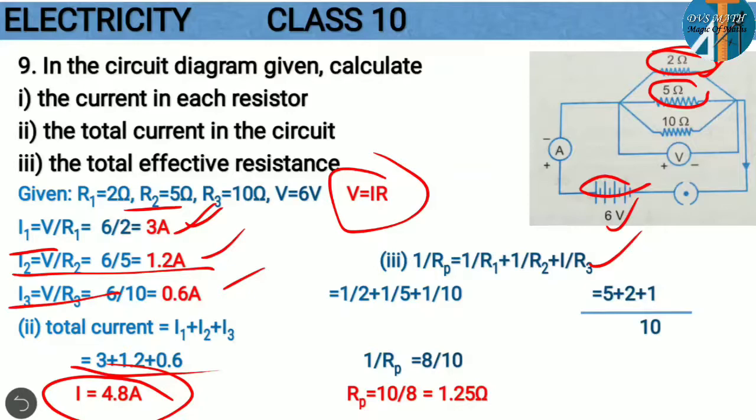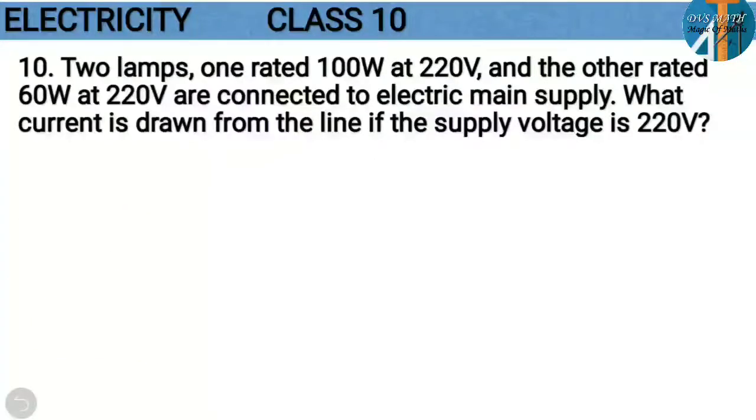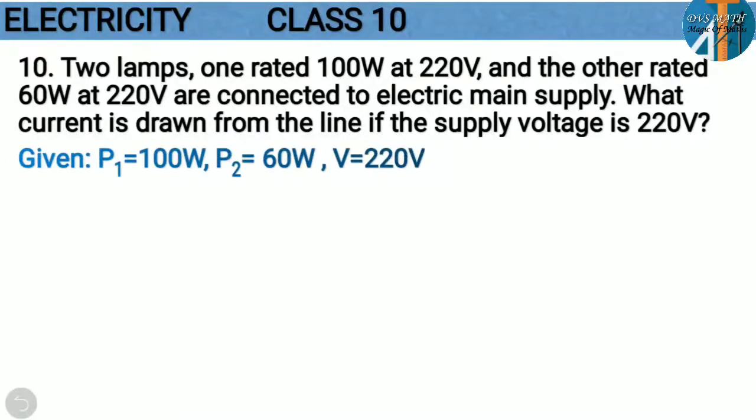So we'll go for the last problem. Two lamps, one rated 100 watt at 220 volt and another rated 60 watt at 220 volt, are connected to the electric mains supply. What current is drawn from the line if the supply voltage is 220 volt? Observe here we have two lamps of different power. So let's write the given. P1 is 100 watt, P2 is 60 watt, V is 220.